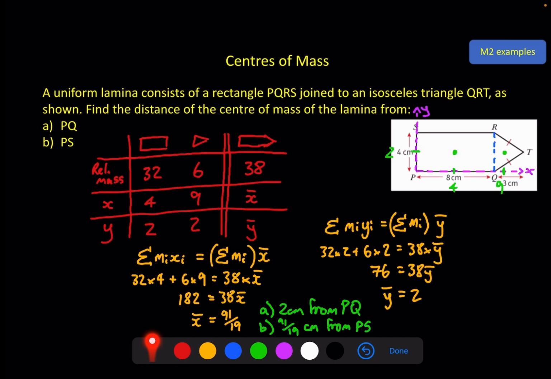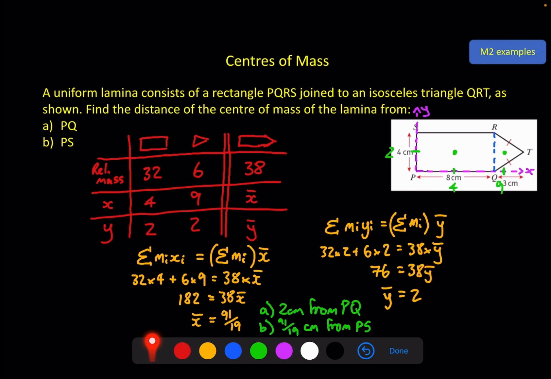A very final note is that the first one should have been really obvious, because there's a line of symmetry across the entire composite lamina here, and we know that centers of mass have to lie on lines of symmetry. So that should have been obvious. I didn't really need to do my calculation there. I should have just realized that 2 was the answer to A. I did need the calculation for B though.